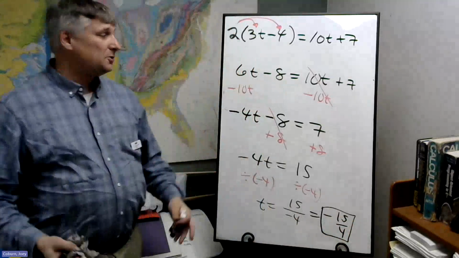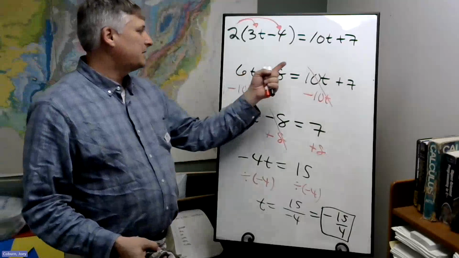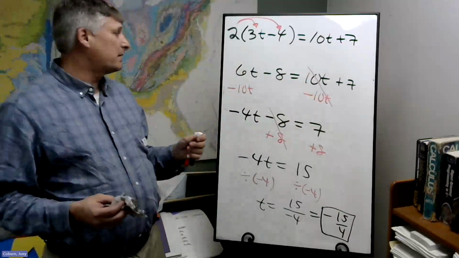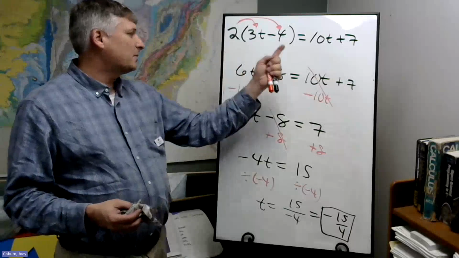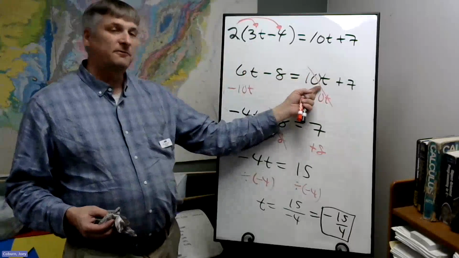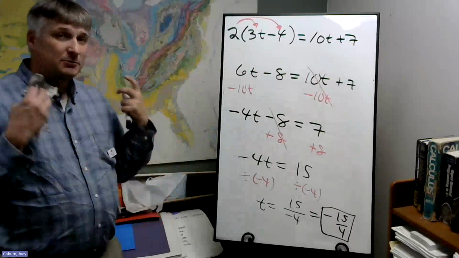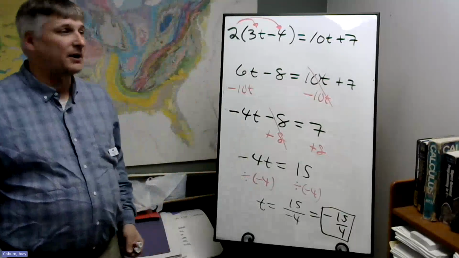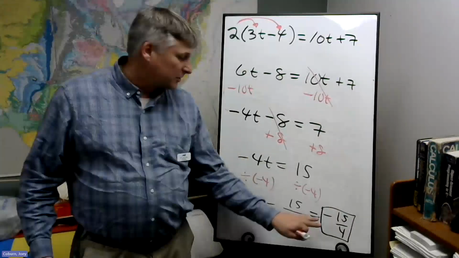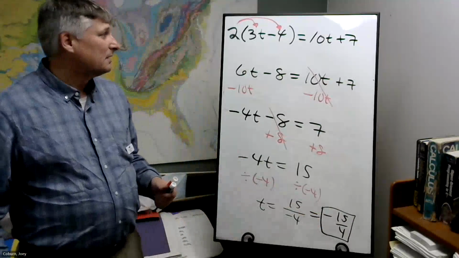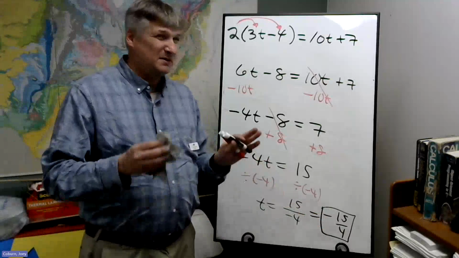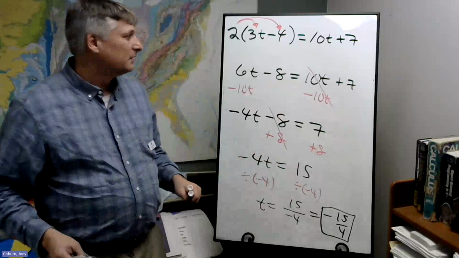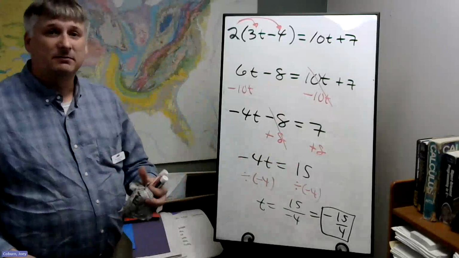So either way, you can subtract 6t from both sides or subtract 10t from both sides. Just keep in mind, if you subtract 6t from both sides, you'll get a positive 4t over here. But if you subtract 10t from both sides, you'll get a negative 4t on the other side. But that's the only difference. You're going to get the same answer. And if you don't, there might have been something miscalculated. So check your work. So that's it. Any questions? Let me know.